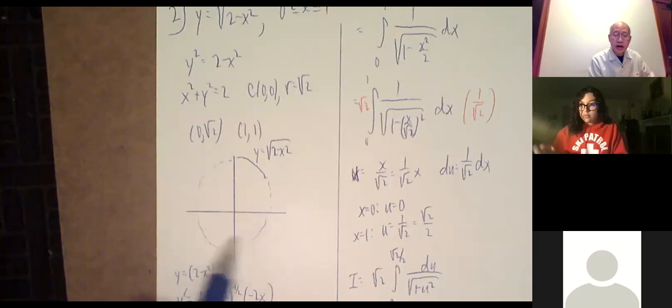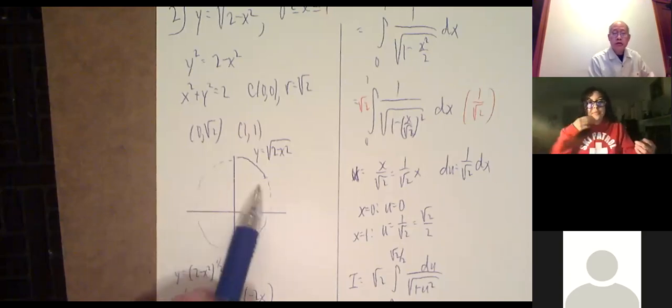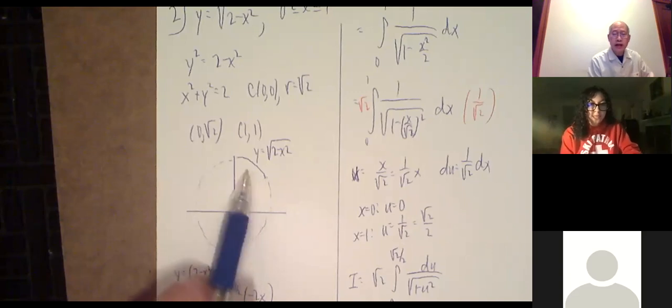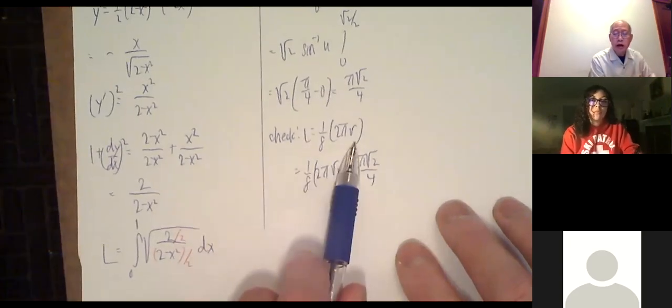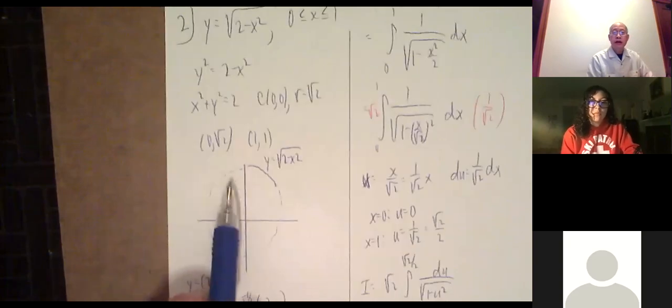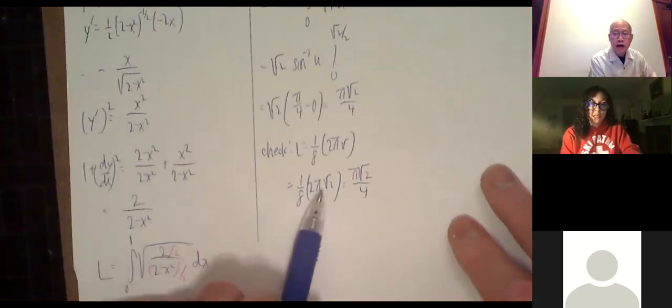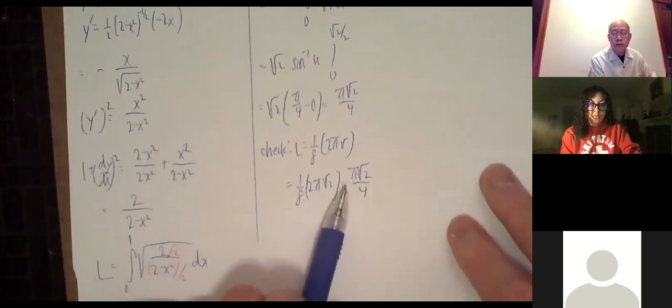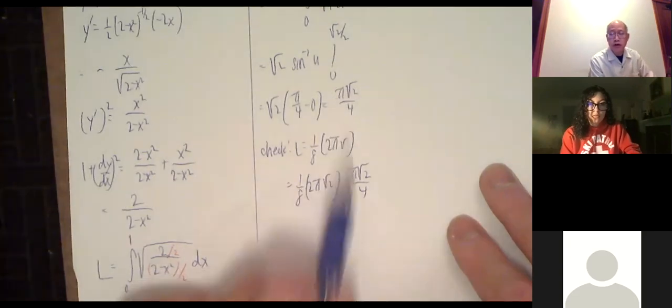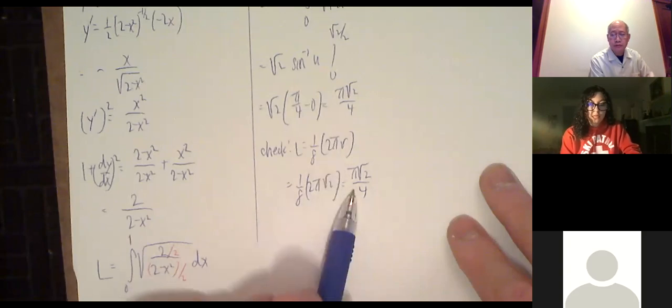So I could take the entire circumference. The circumference of a circle is 2 pi r, and I take 1/8 of that. So the arc length is 1/8 of 2 pi r. The radius is radical 2, so 1/8 of 2 pi r, cancel right here, gives pi radical 2 over 4. So I'm expecting the answer to be pi radical 2 over 4, which you can see over here in the final analysis. That's what I have.